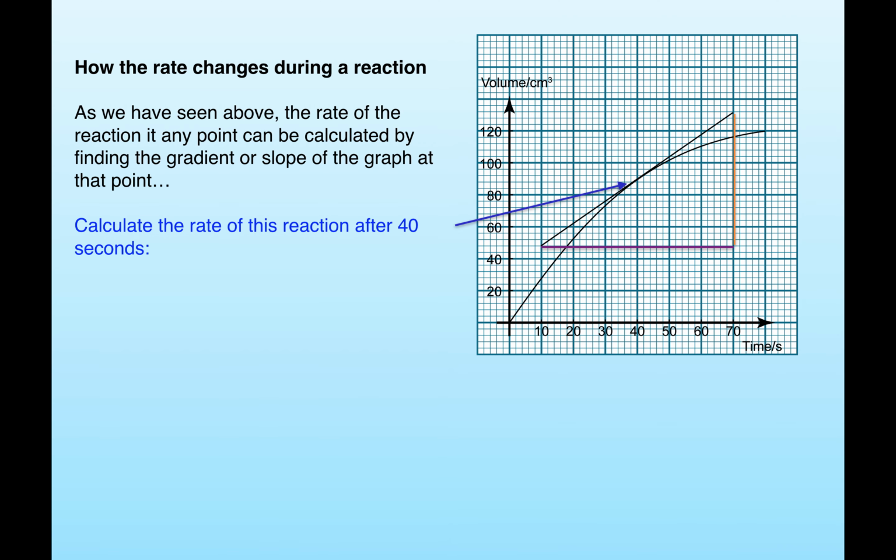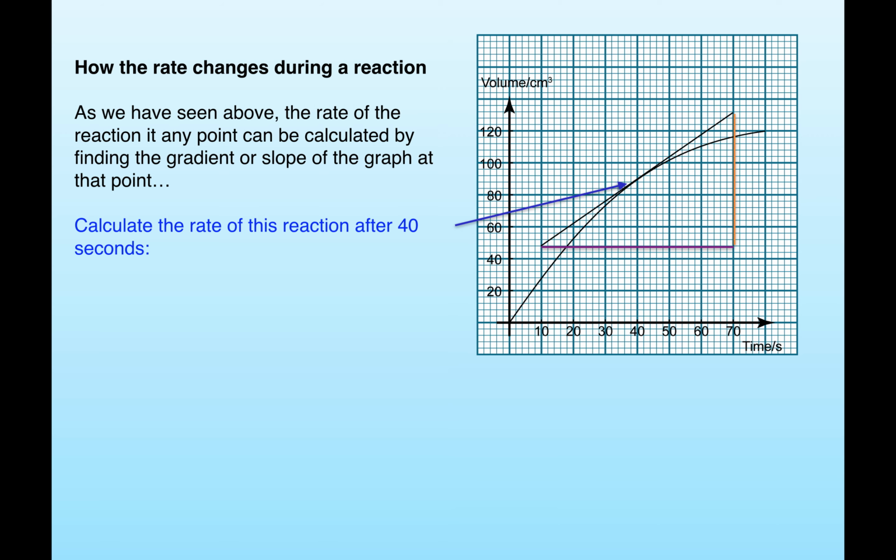Okay, now we're going to look at how rates change during a reaction and get a little bit more mathematical here and talk about gradients, which I imagine you've done in maths. Some of the terms might be slightly different, so I'll try and be flexible with this. Just make sure you get what's going on.